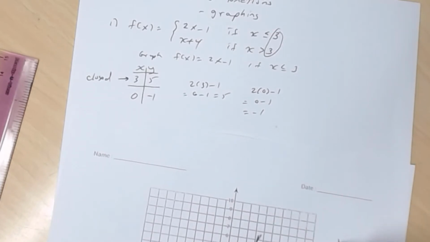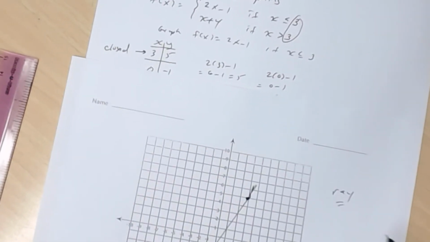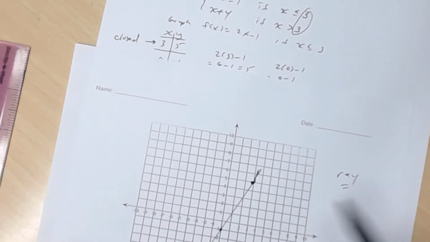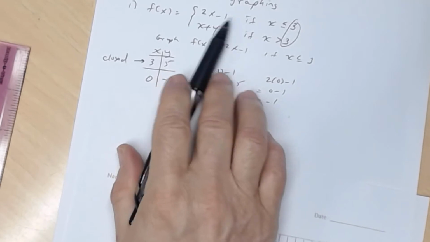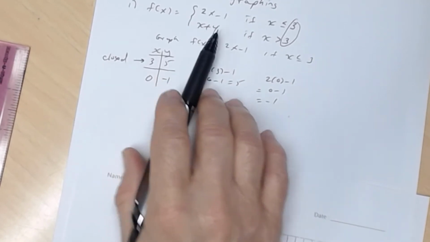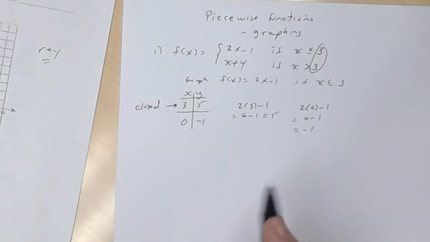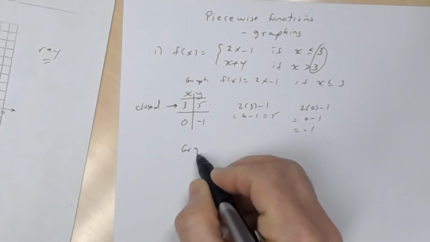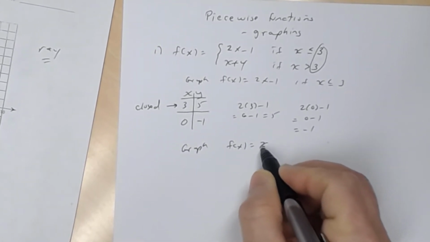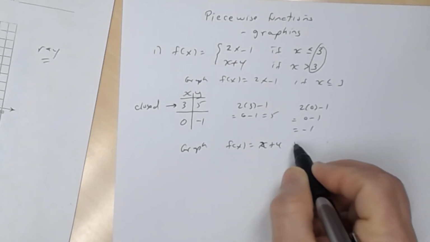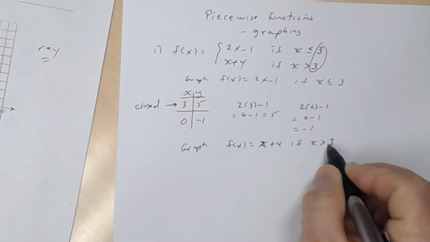Okay, so this is a ray from geometry, a ray that I'm drawing. Now that's this part of my piecewise function. Now let's look at this part. Now listen to the discussion. Now we're going to graph f of x equals x plus 4 if x is greater than 3.